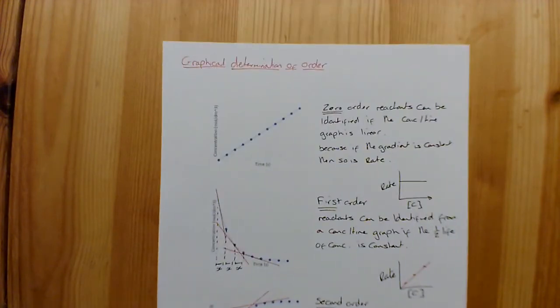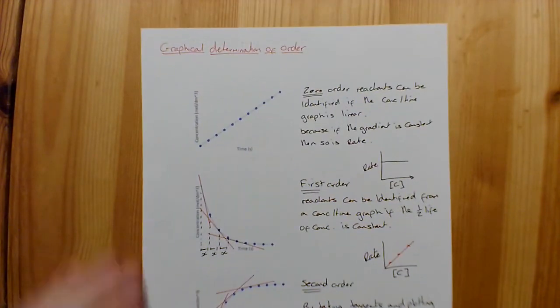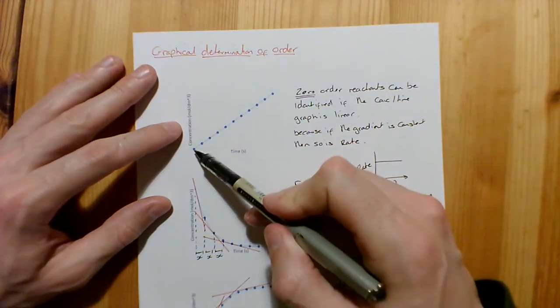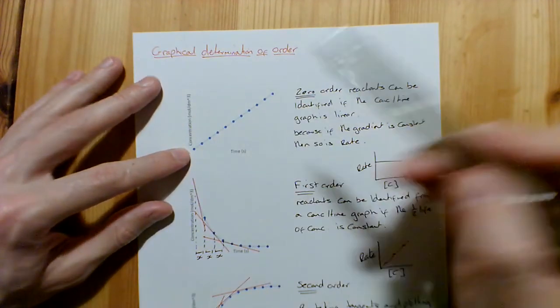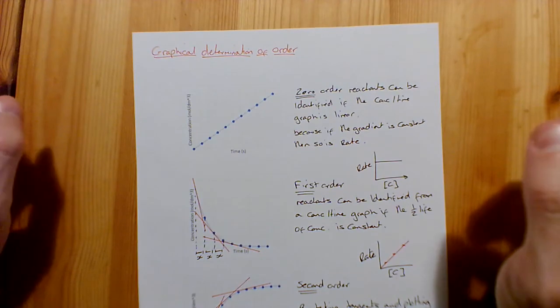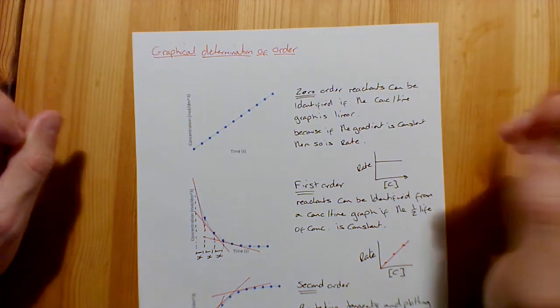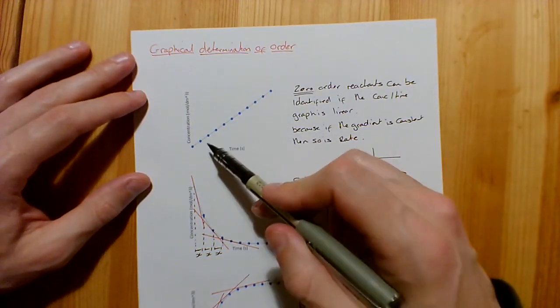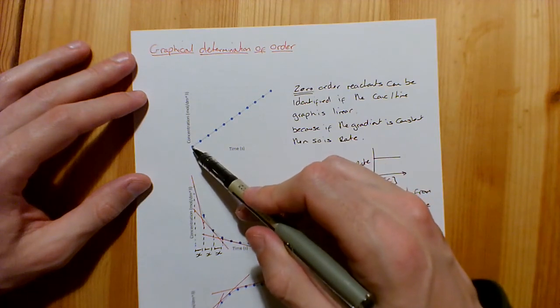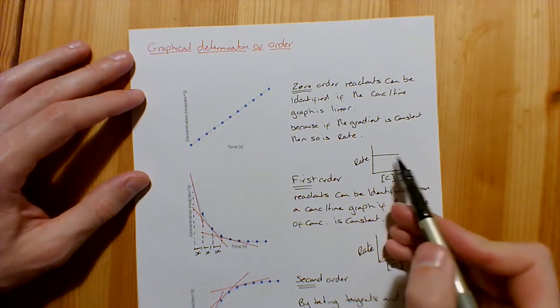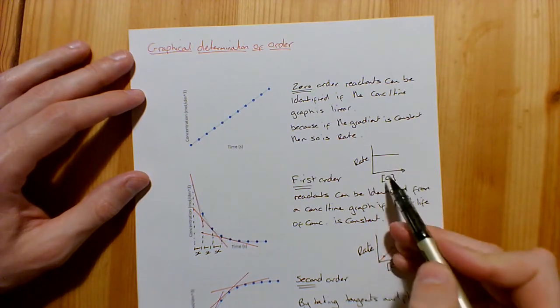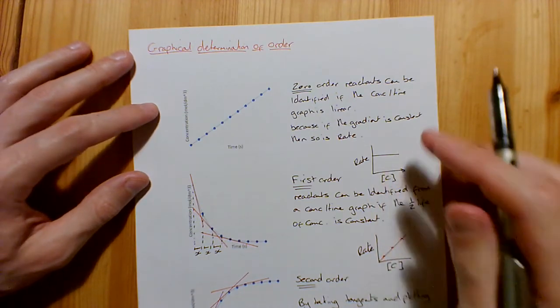Okay, so just to recap then, if we have a concentration time graph where the gradient does not change, that's a big indicator for it being a zero order reactant. If you plotted the rate against concentration, we would get this horizontal line where the rate does not change with the change in concentration, confirming it's zero order.